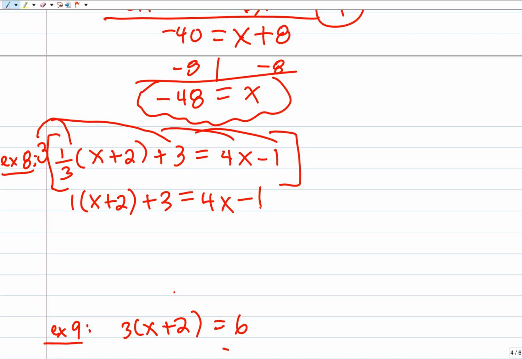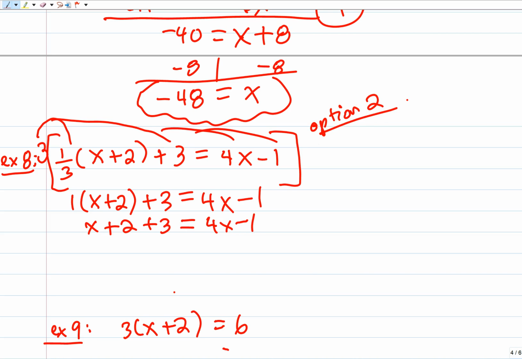See how that works? That's a good deal, right? And then I'll distribute the 1. It seems a little tedious, but the 1, so I'll have x plus 2 plus 3 equals 4x minus 1. Before I finish this, I'm going to go and do option 2.